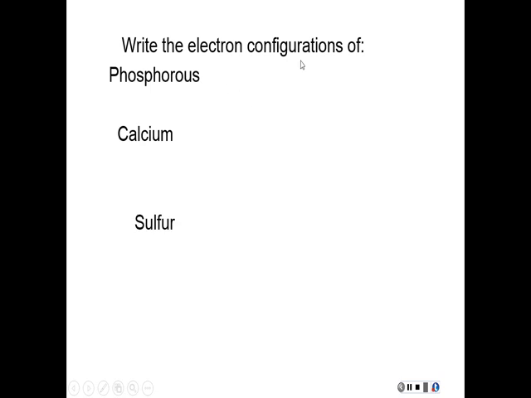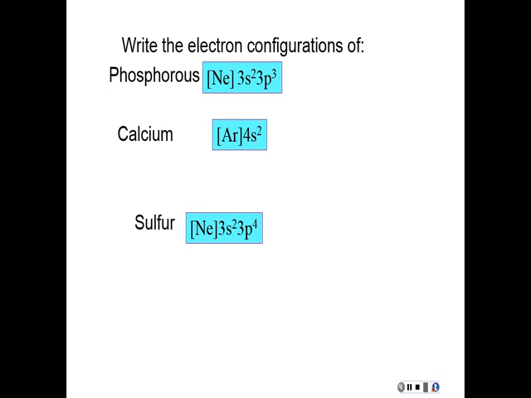So write the electron configurations of the following. You can go back and use the diagram that we had earlier to do this, or there are diagrams in your book that you can use. So for phosphorus, it would be Ne 3s2, 3p3. Calcium with 20 electrons, Ar 4s2, and sulfur with 16 electrons, Ne 3s2, and then 3p4.